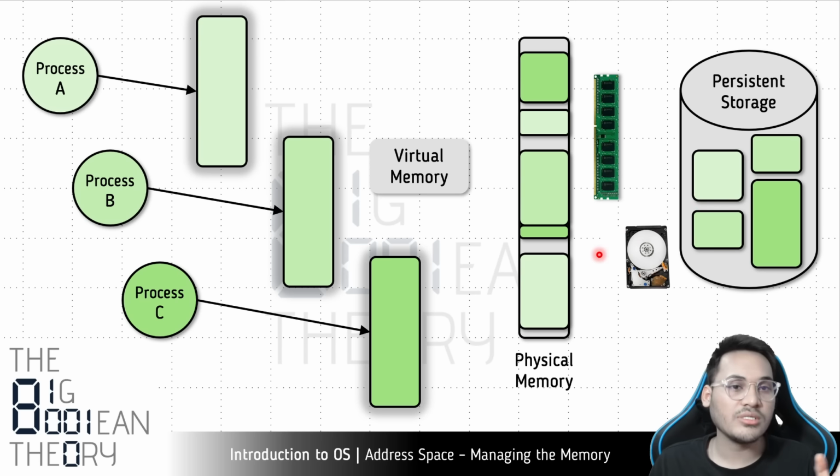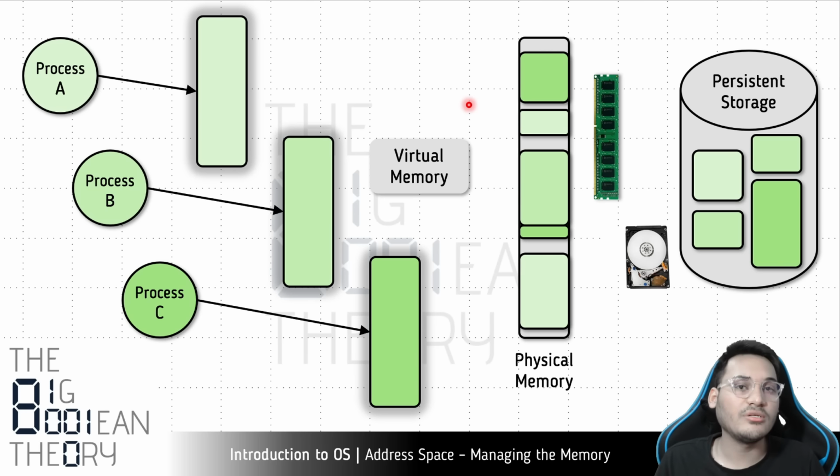So the operating system must ensure that the data that is frequently accessed or is more likely to be accessed should be on the physical memory rather than on the disk, to avoid the penalty of doing a disk access. So this placement of data is also very important when it comes to managing the memory.